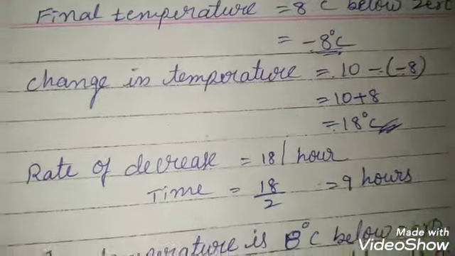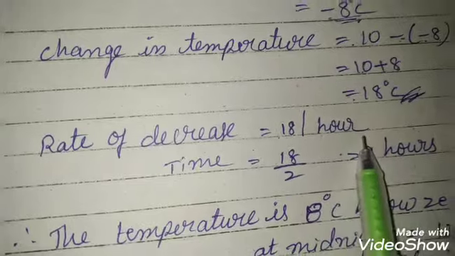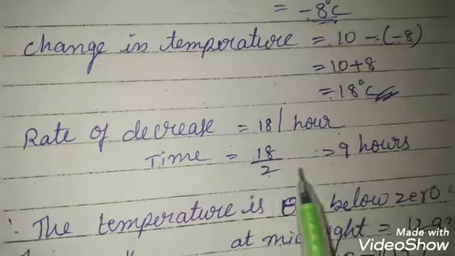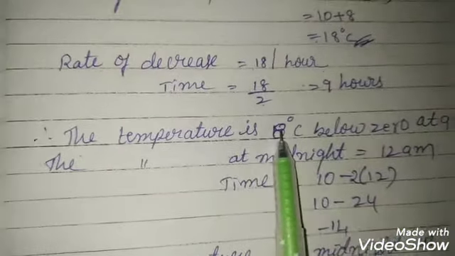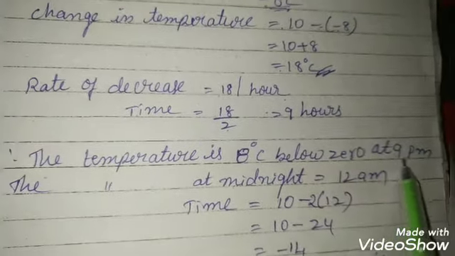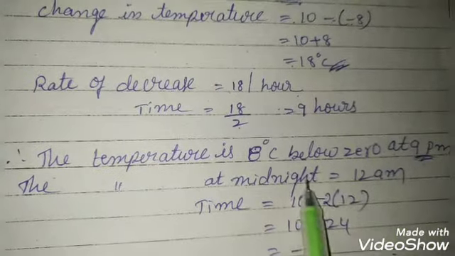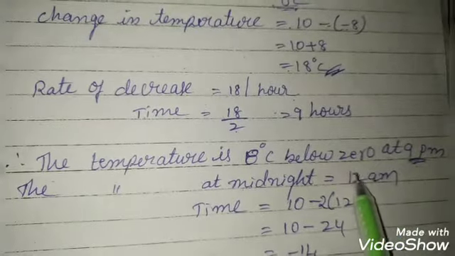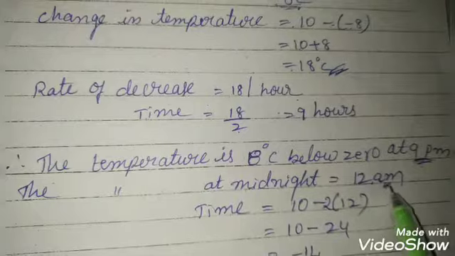Change in temperature, rate of decrease is equal to 18 per hour. Time: 18 by 2 is equal to 9 hours. So the temperature is 8 degrees Celsius below zero at 9 p.m. 9 p.m. means night. The temperature at midnight, that is 12 a.m. Okay, after 12 night, that is 12 a.m.